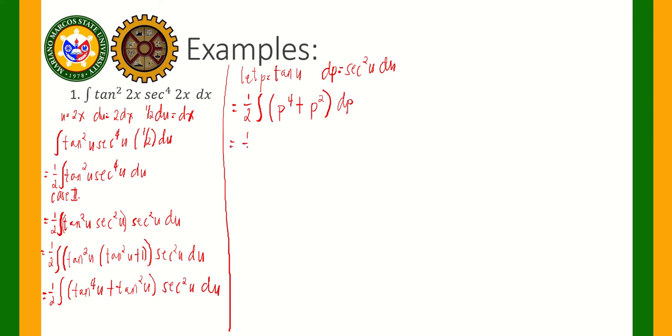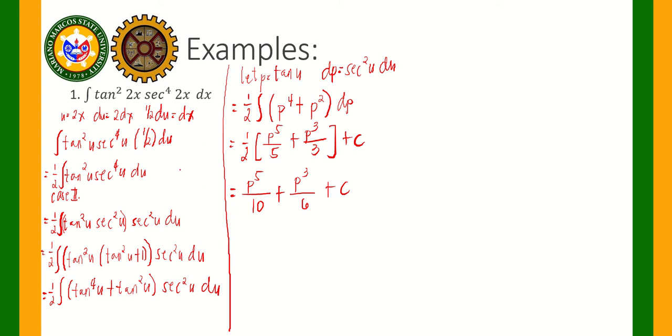So this will be equal to 1/2 times the integral of p raised to 4, so p raised to 5 over 5, plus p cubed over 3, and then plus c. Simplifying further, this will be equal to p to the 5th over 10 plus p cubed over 6 plus c. Now, back substitute natin si p. Our p is equal to tangent u and u is equal to 2x.